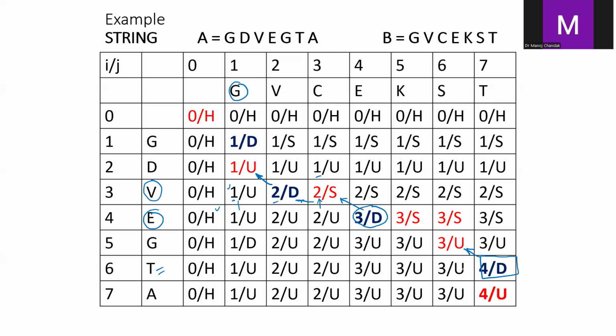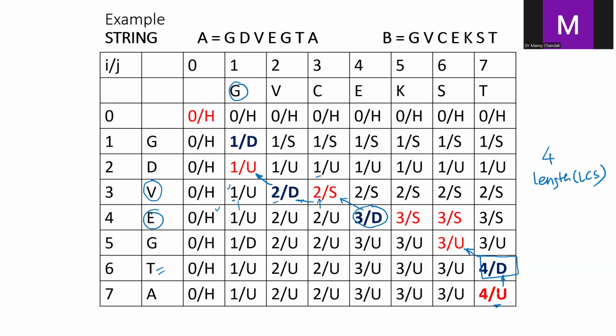Now your matrix gets completed in this way, and we'll try to find where is the longest common subsequence. So for this, you start with the last cell, which is having value 4. So this 4 represents the length of LCS. Now, what is this direction? This direction is U. As long as you're not getting D, you do not get any common content. So once you get D, you will get a common content.